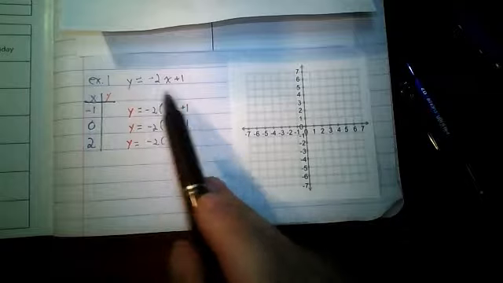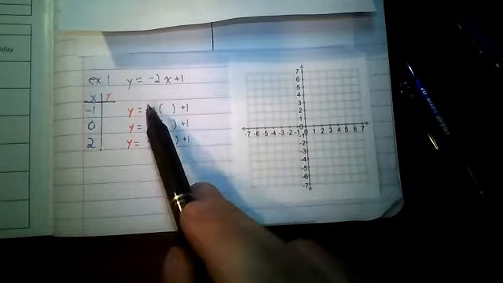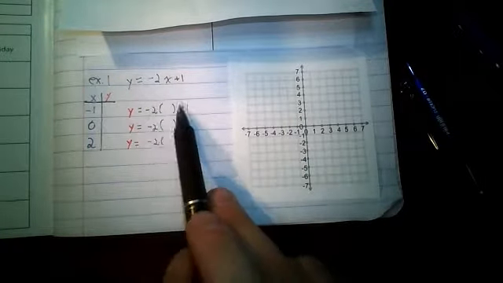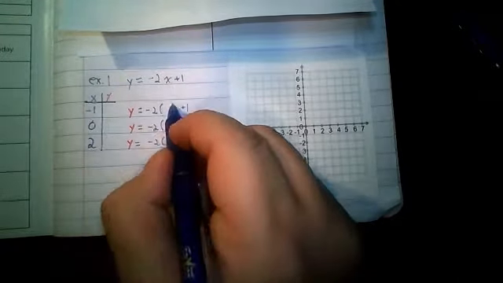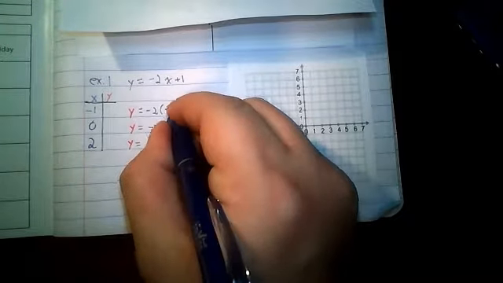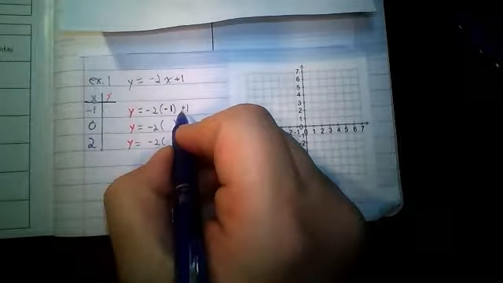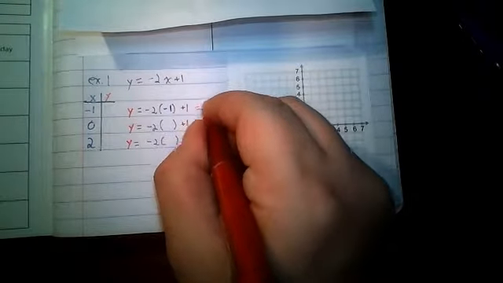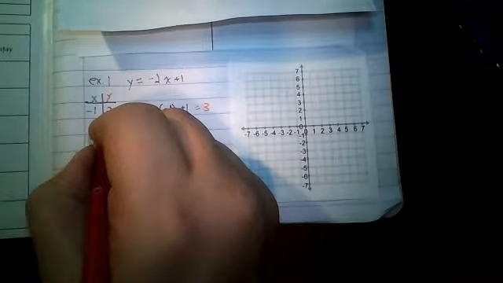Now you notice for every single one of these points, I'm always going to be using this equation. Negative 2 times the x value plus 1. So what I've done for my table is I just kind of wrote a shell of the equation. And I know that when I put in negative 1 for x, negative 2 times negative 1 is positive 2, plus another 1 gives me positive 3. So the y value for negative 1 is 3.